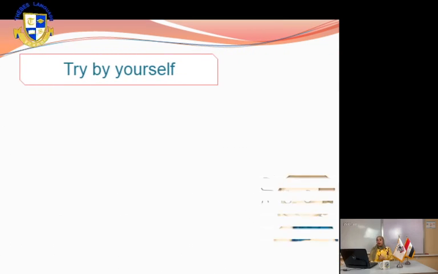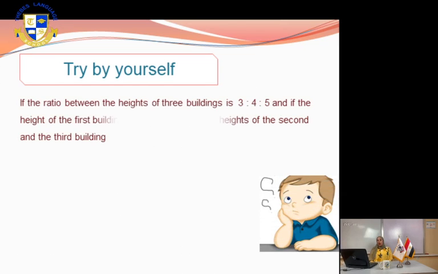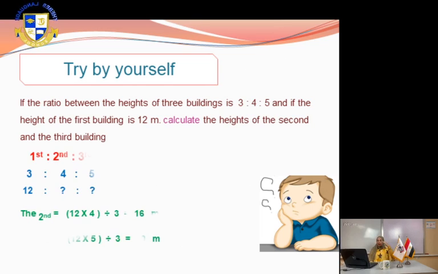Now try by yourself. If the ratio between the heights of 3 buildings is 3 to 4 to 5, and if the height of the first building is 12 meters, calculate the height of the second and the third building. First, second, third. The second line is ratio 3, 4, 5. The last line is value. It's 12. I have a complete column, 3 and 12.